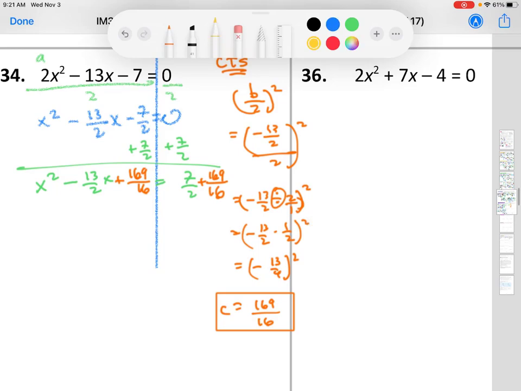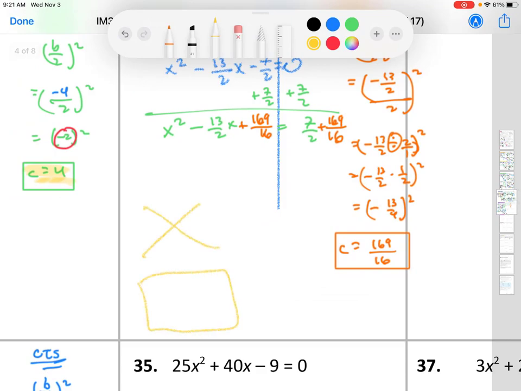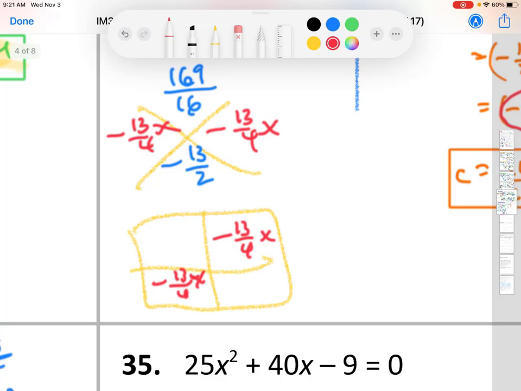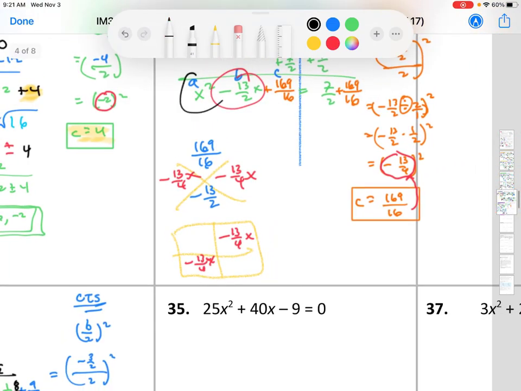Alright, let's go ahead and factor over here. So a, b, c, 169 over 16. Negative 13 halves. Remember that special number. Just look right above right here, and you get negative 13 over 4. Splitting this term. And now we're just factoring.